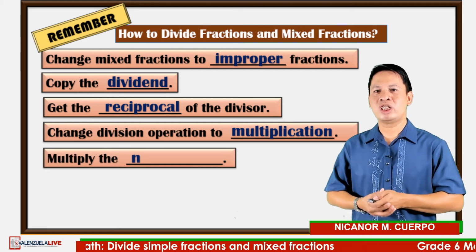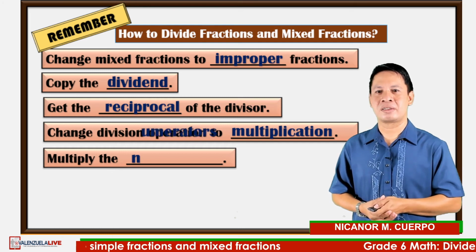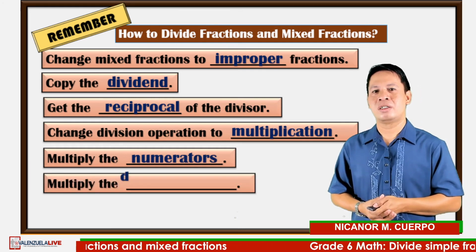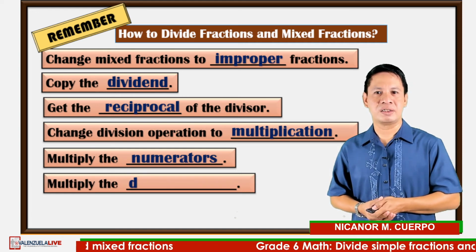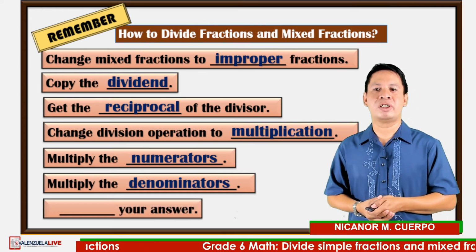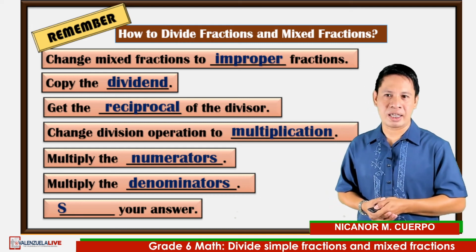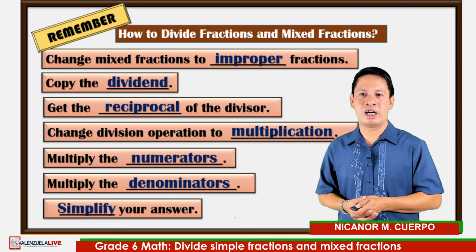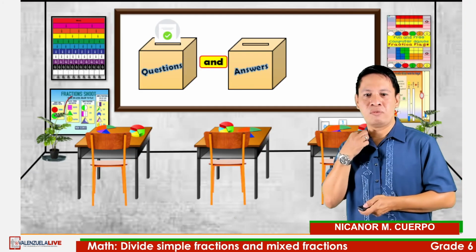Then, multiply the N. What is N? Correct. The numerators. Then, multiply the D. What is D? Correct. Denominators. And for the last step, S, your final answer. So what is S? Correct. Simplify your answers. So I think that's all for today.